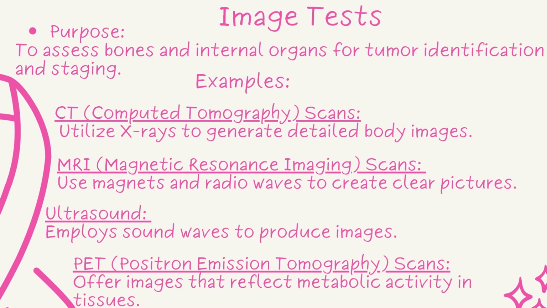Magnetic resonance imaging scans or MRI scans use magnets and radio waves to capture clear images. Unfortunately, you won't get a copy for your scrapbook. Ultrasound. This technique employs sound waves to produce images. Positron emission tomography scans, or PET scans. These provide images that reflect the metabolic activity in tissues. It's like a metabolic party, and we're all invited.